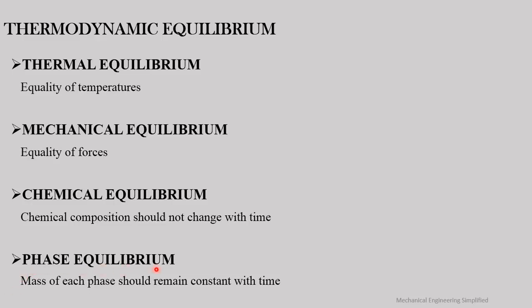Then what is phase equilibrium? The mass of each phase should remain constant with time. That means if a system comprises more than one phase, then the mass of each phase should not change with time. If this condition is satisfied, we say that the system is under phase equilibrium. What is a phase? We have solid phase, liquid phase, vapor phase. We will consider these in a later part of this lecture series, when we discuss the properties of pure substances. So that's it for this lecture.